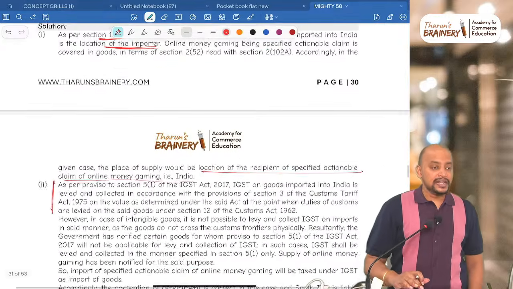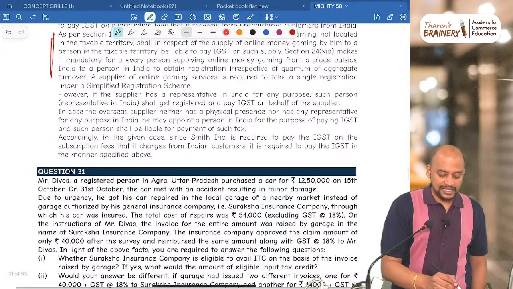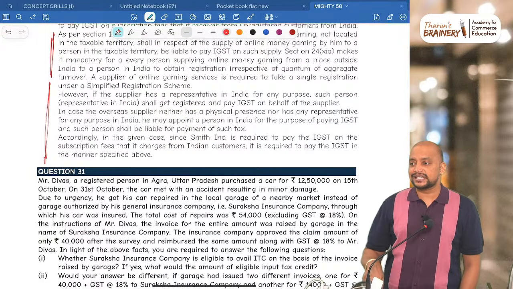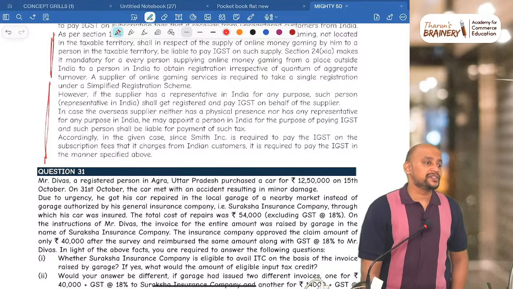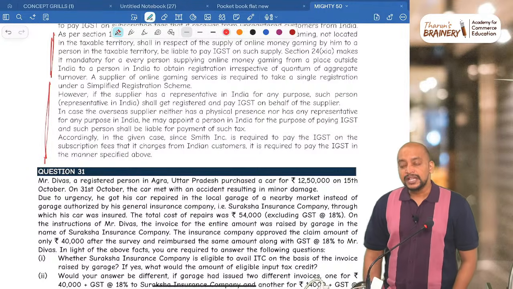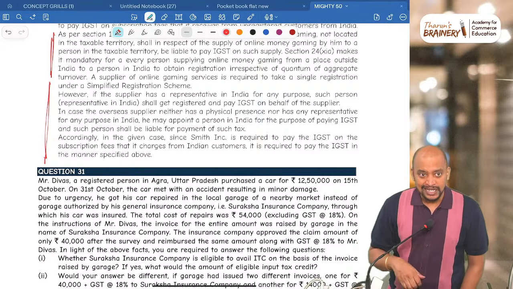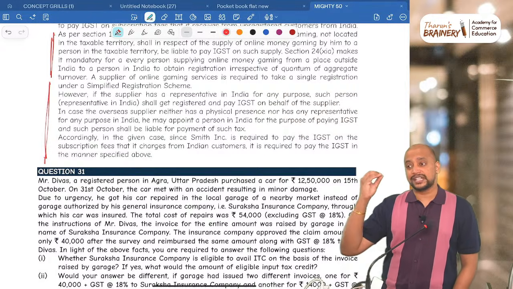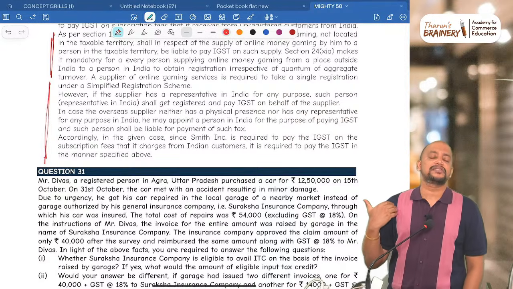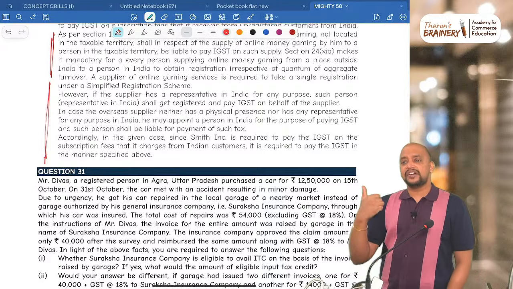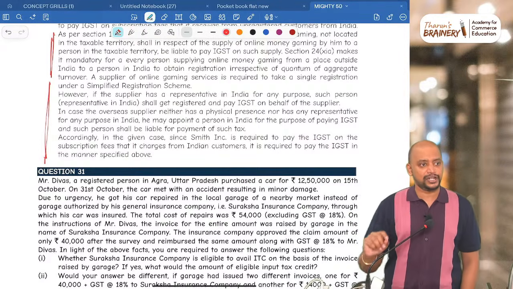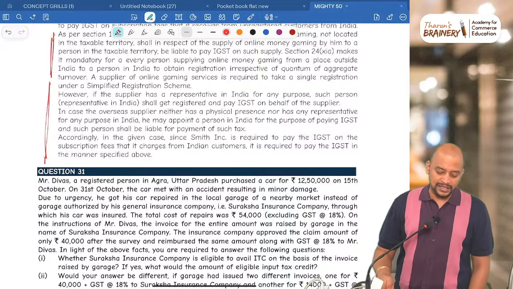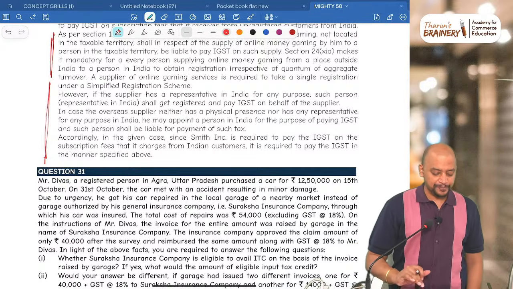But how will the supplier outside India pay GST? You have to write, if they have physical presence in India, then they will register and pay GST. And the type of registration will be simplified registration. If they don't have physical presence in India, they need to check whether they have a representative in India. That representative shall register and pay GST. If neither they have physical presence nor they have a representative, they shall appoint a representative, and that representative shall register and pay GST.